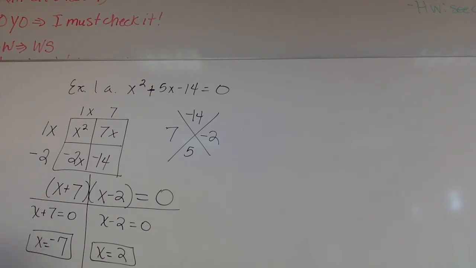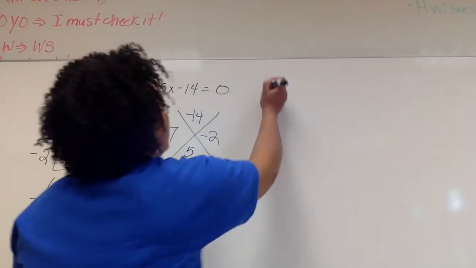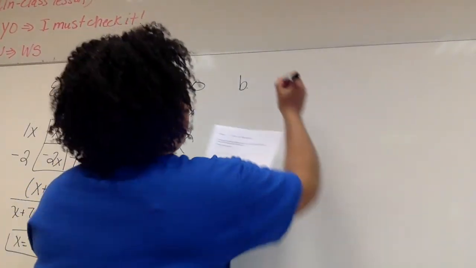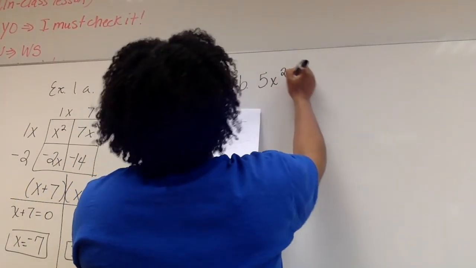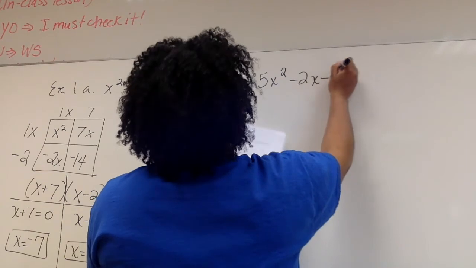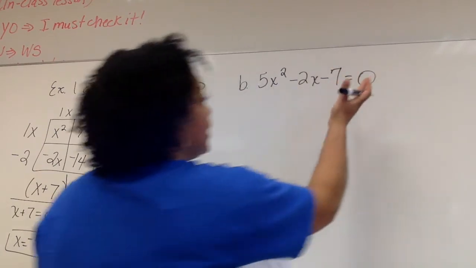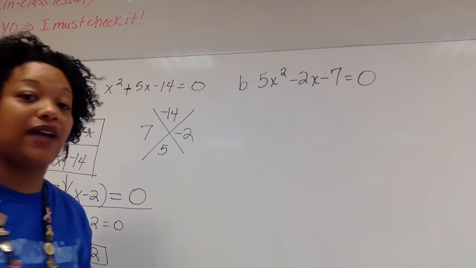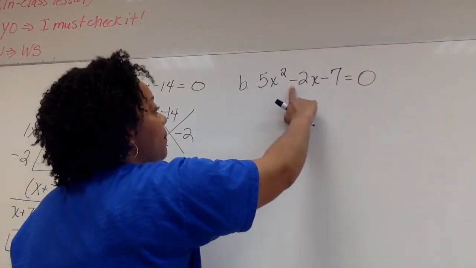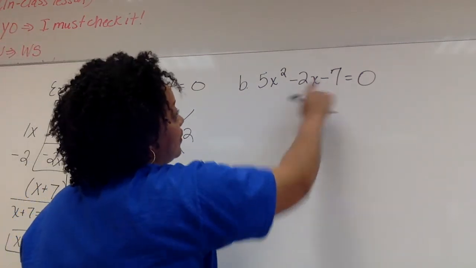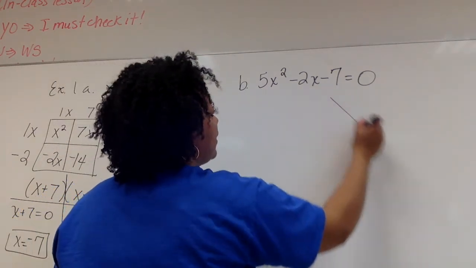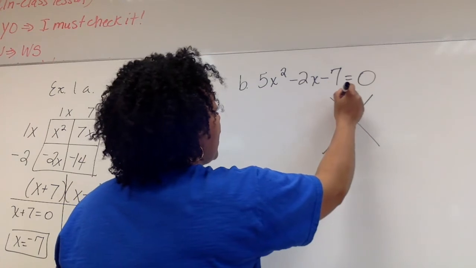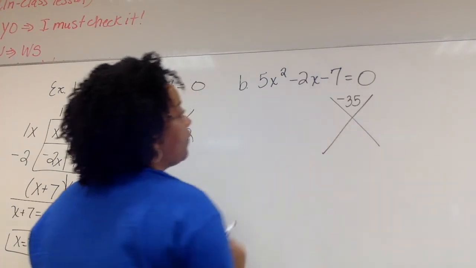All right, let's try another one. Don't know how much time. See if I can get letter B in here. Letter B is 5x squared minus 2x minus 7 equals 0. Again, it's given to you. So now all we have to do is just factor. My A is 5, my B is negative 2, my C is negative 7. So when I set up my x, 5 and negative 7, when I multiply, I get negative 35.